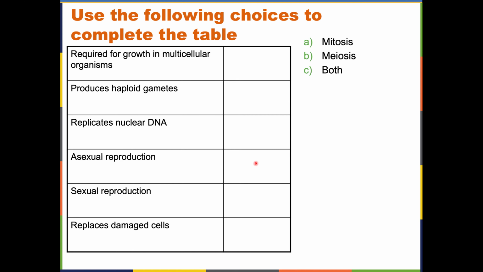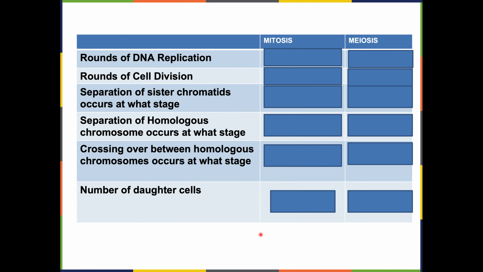Which one is asexual reproduction? It's mitosis. Which one is sexual reproduction? Meiosis is involved in sexual reproduction. Which process replaces damaged cells? Mitosis. Okay, more comparison. How many rounds of DNA replication do you have before mitosis? There's one round before mitosis and one round before meiosis.